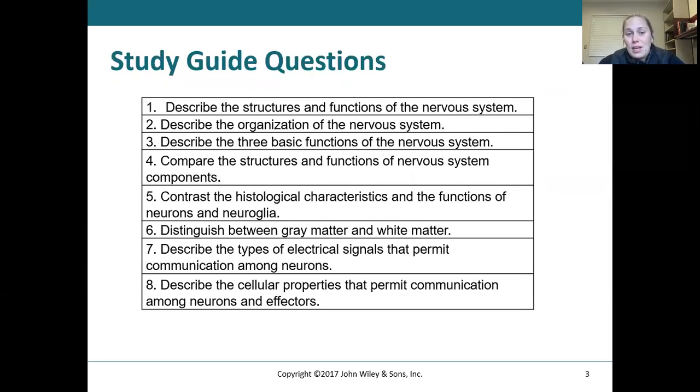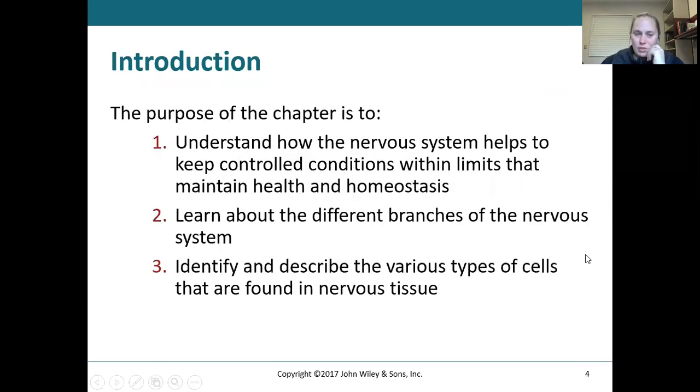Okay, so today we've got 8 study guide questions we're going to cover. Things like talking about the structures and functions of the nervous system, talking about different cell types. Ooh, I don't see gray and white matter, but we'll hopefully discuss that as well. And then talk about cellular properties that permit communication among neurons and effectors.